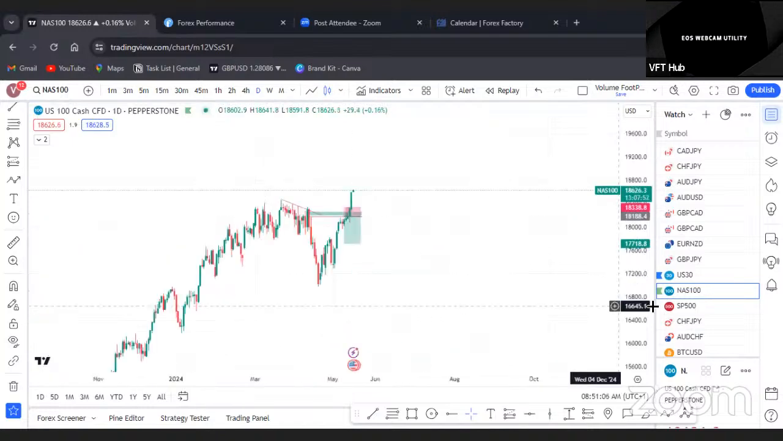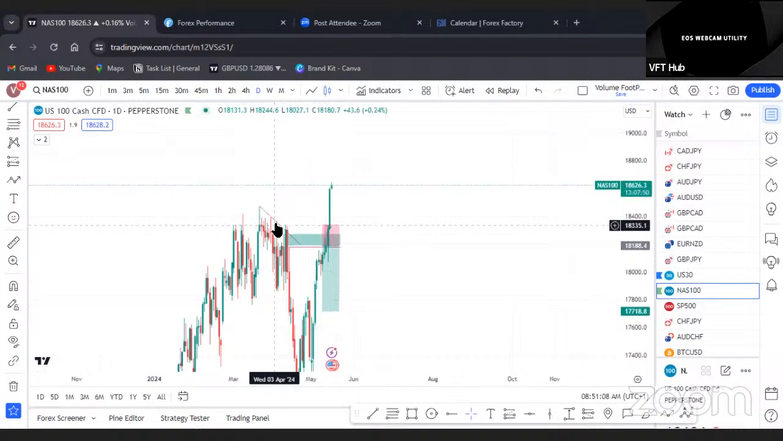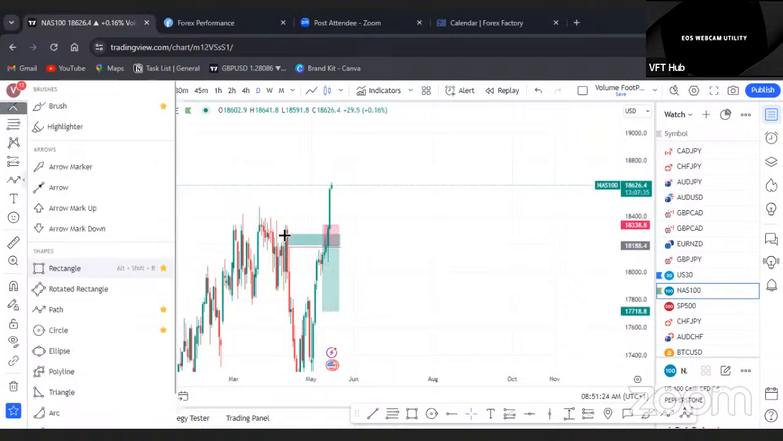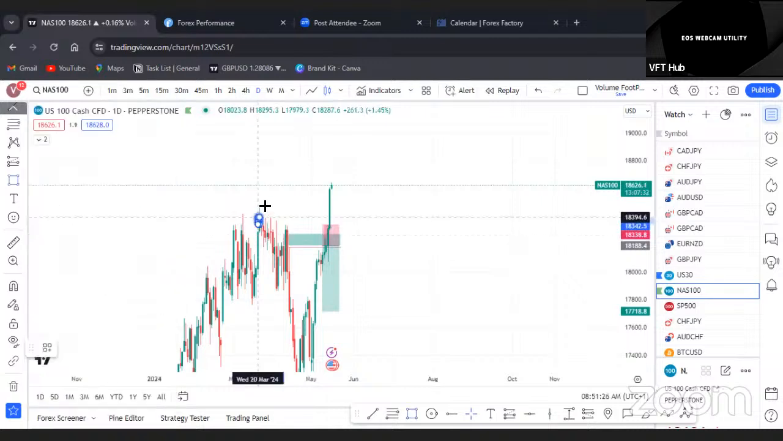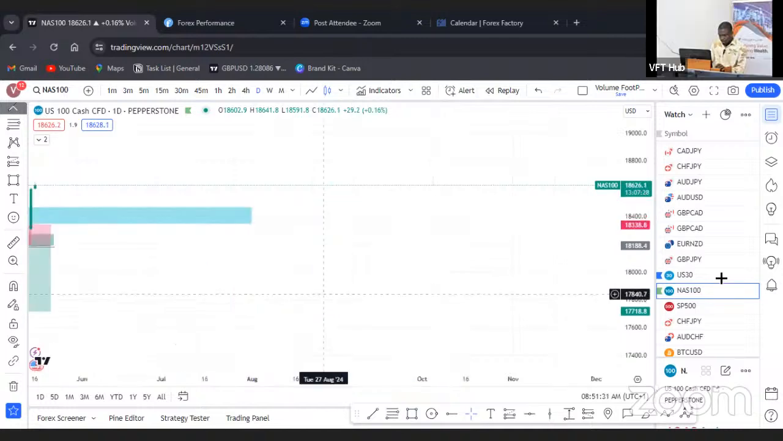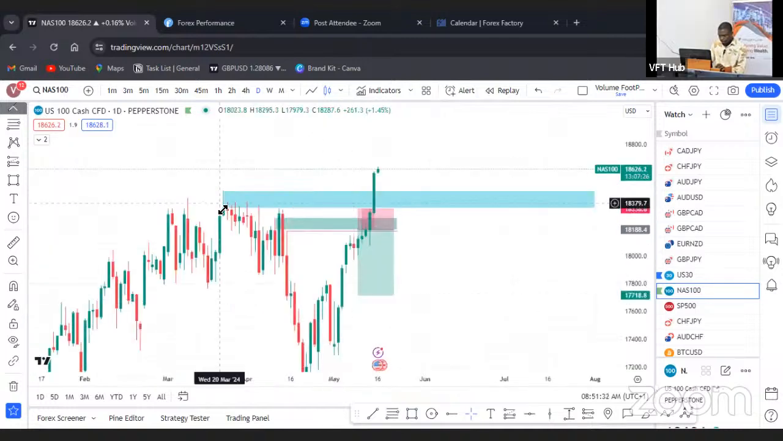Since this setup failed, what am I looking at? There's a clear of this diagonal liquidity. I'm joining them to buy, and by joining them to buy, I'm looking forward to buy from this level. This entire zone that failed. I'm coming to the lower time frame.